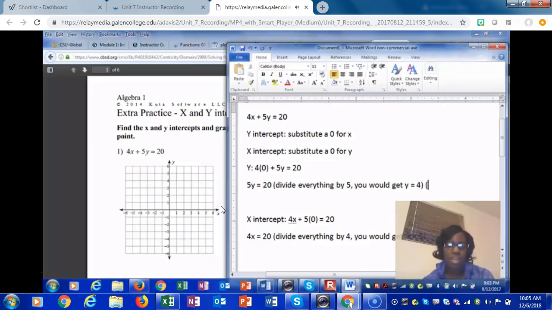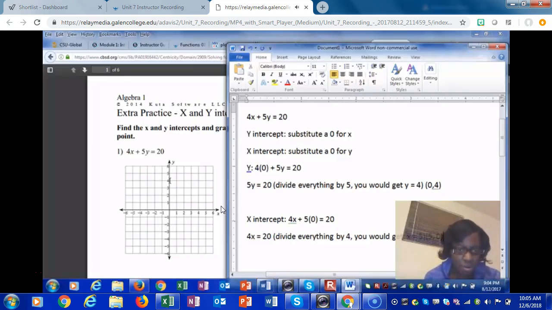Y equals 4 in coordinate pair form, since we put in a 0 for x, our coordinate pair starts out at 0, put a comma there, and ends at 4. For x is 5, we start at 5, and remember we put in a 0 for y for the x-intercept, so we now have 5, 0. Okay, so we have 0, 4, and 5, 0.